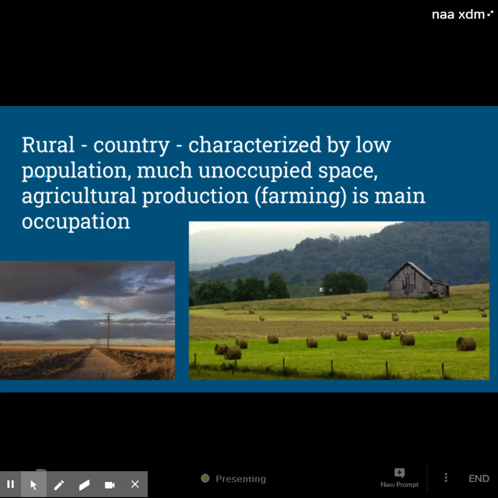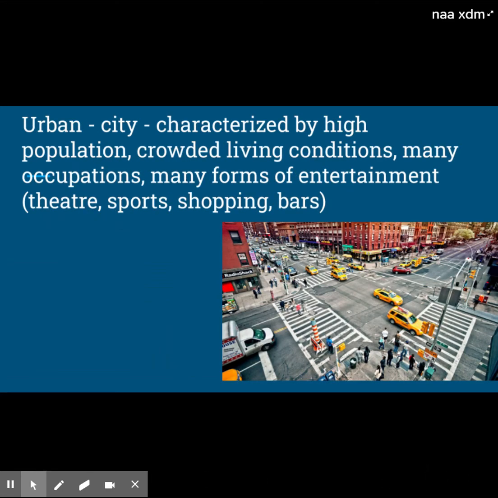All righty. So the next word we're going to look at is its opposite, which is urban. So here's a picture of Manhattan in New York City. An urban area is a city area. It's characterized by very high population, crowded living conditions, lots of different occupations, lots of forms of entertainment. So you've got theater, sports, shopping, bars, dances, free concerts in the park, all kinds of things that happen if you live in a city.